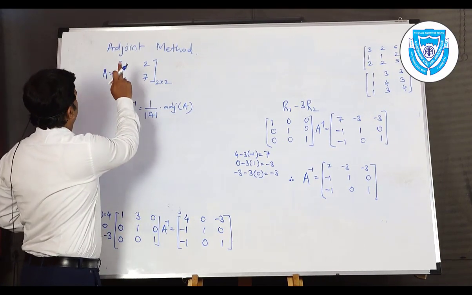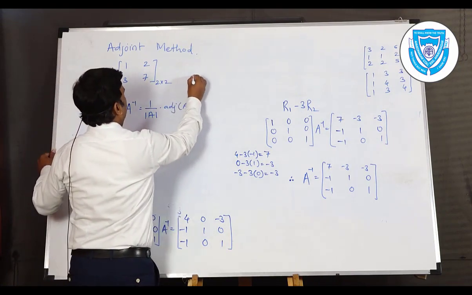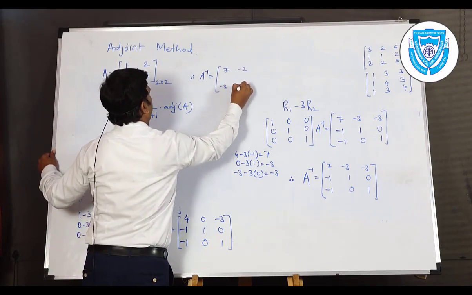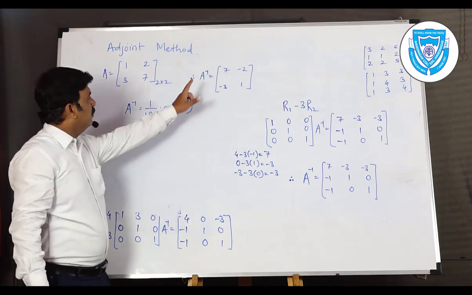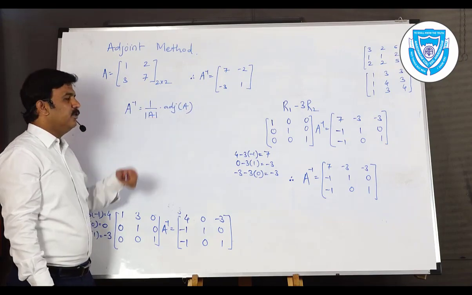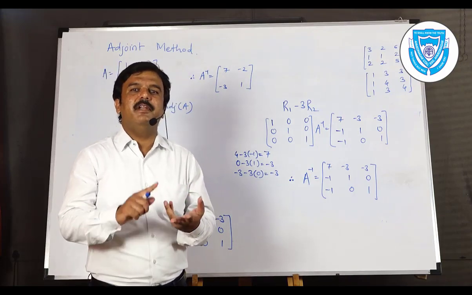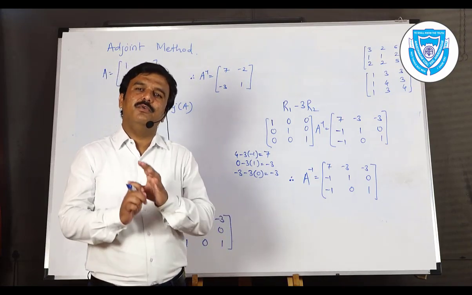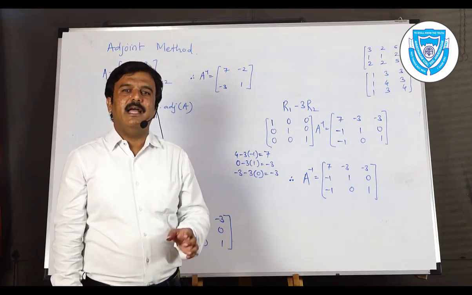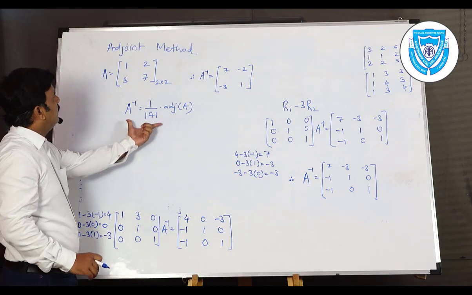I'll tell you the inverse of this matrix directly before we use the adjoint method. The answer is A inverse is equal to 7, minus 2, minus 3 and 1. We are going to get this answer only. But let us check whether it is correct or not using the adjoint method. Whether you use the elementary row transformation method, the adjoint method, or elementary column transformation, in all the cases we are going to get the same answer. It means that uniqueness is there. Every matrix has exactly one inverse. So let us verify it using the adjoint method.